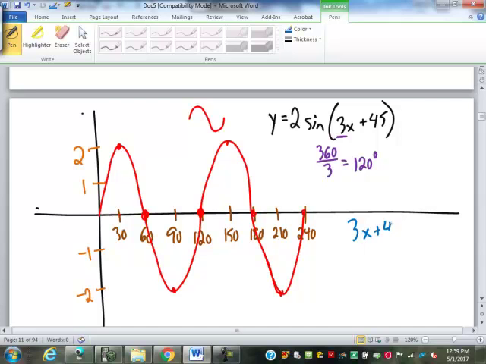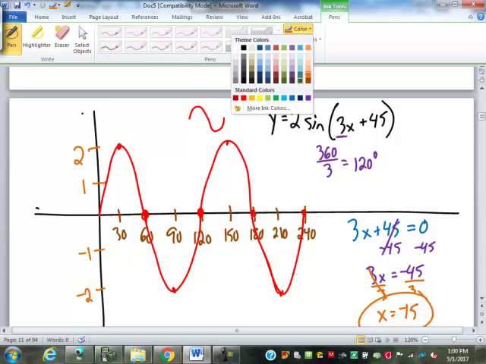3x plus 45 equals 0. I'm going to subtract 45. 3x equals negative 45. And I'm going to divide by 3. X equals negative 15. So my real phase shift here is negative, it's really a 15 degree phase shift.